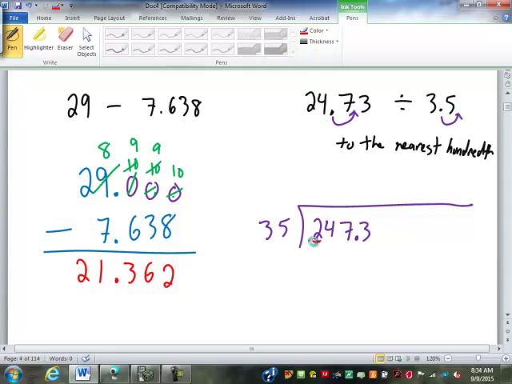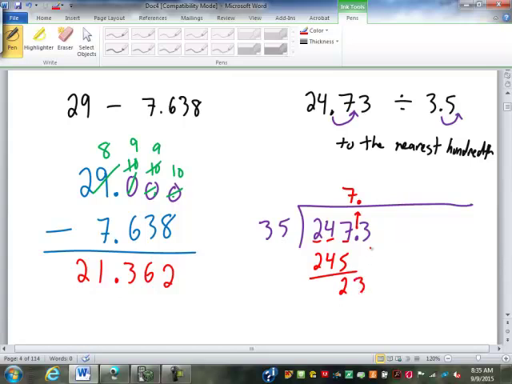Does 35 go into 2? Nope. 24? 247. Yeah, it'll go in there, what, 7 times? So put it over the 7, because that's the last digit we used. And what does that give us? 245, I believe? With 2 left over. Before we bring down the 3, what do we have to do? Move up the decimal point, bring down the 3.